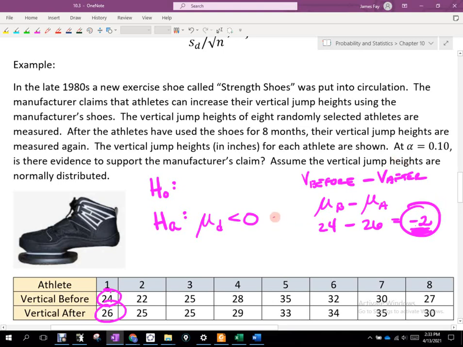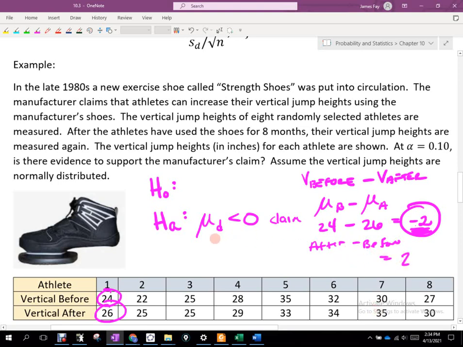Okay, so I'm going to say that that's my claim, because that's what he says. There's a claim that their vertical jump increases. And the way I can write that, if I use this type of subtraction, is that mu sub d is less than 0. That is actually an increase because of the order that I did the subtraction. Now, if I did it as after minus before, then you're going to get what kind of number?